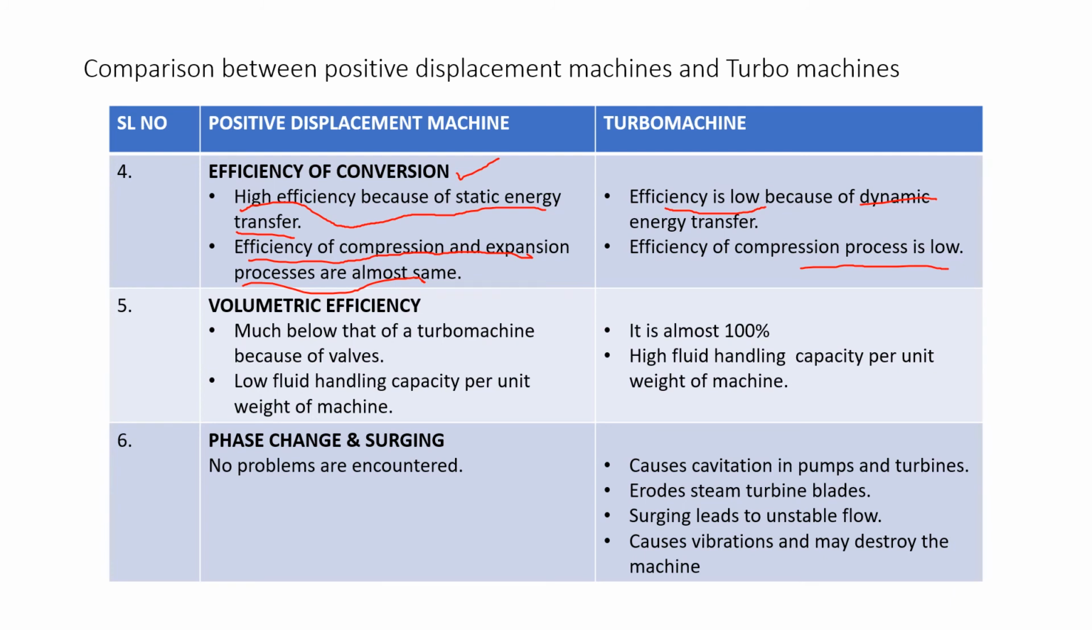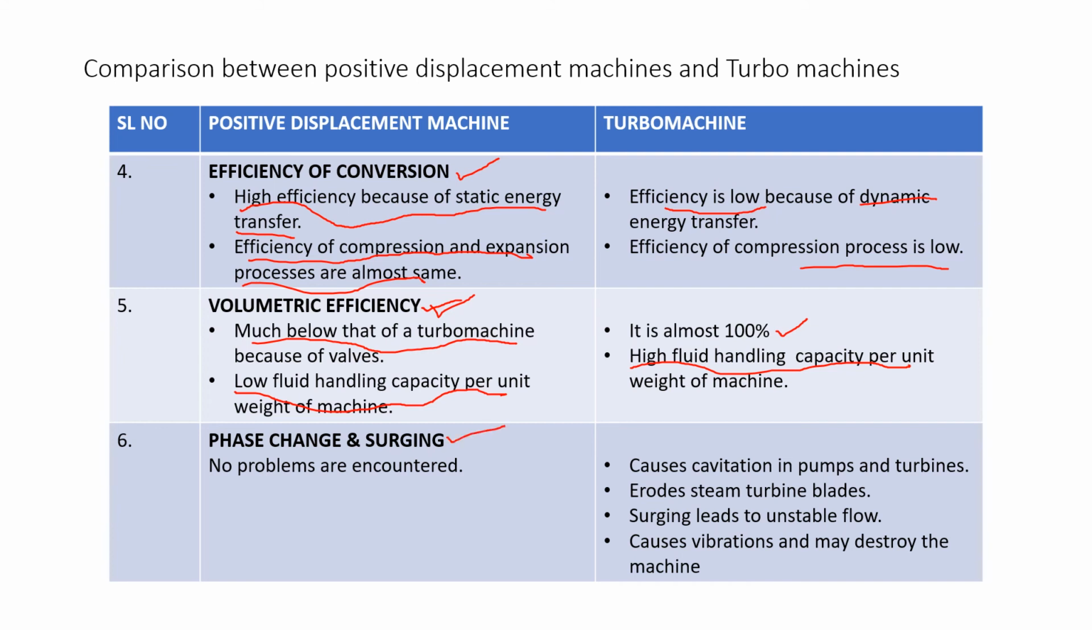The fifth difference is based on volumetric efficiency. Under the positive displacement machine, it is much below that of a turbo machine. Means volumetric efficiency of positive displacement machine is less than the turbo machine, and it has low fluid handling capacity per unit weight of machine. Under the turbo machine volumetric efficiency is almost 100%, and high fluid handling capacity per unit weight of the machine. And the last classification is phase change and surging.